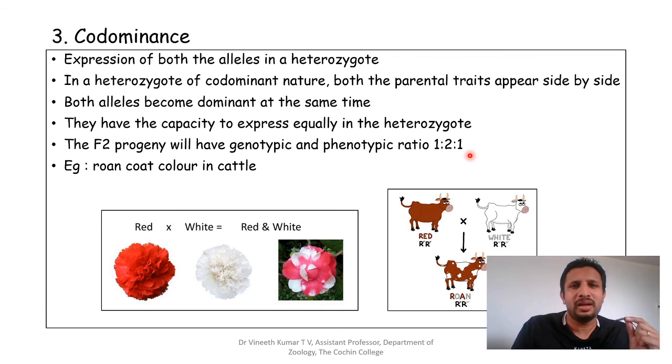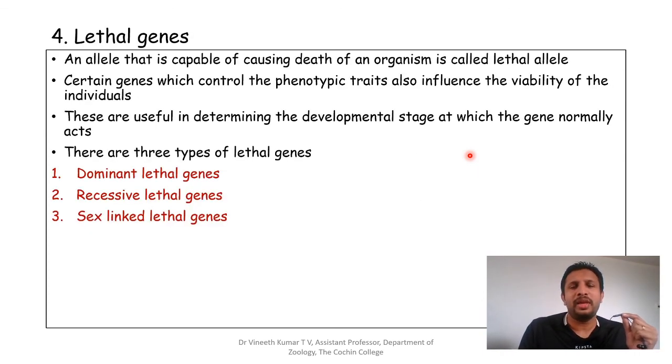So these were the two variations of dominance, which are incomplete dominance and codominance. We have one more, which is lethal genes or lethal alleles. We'll discuss lethal alleles and lethal genes in the next session.